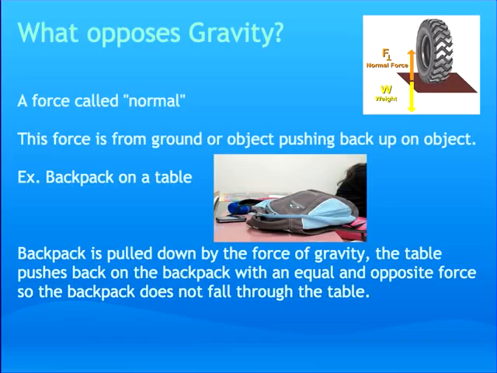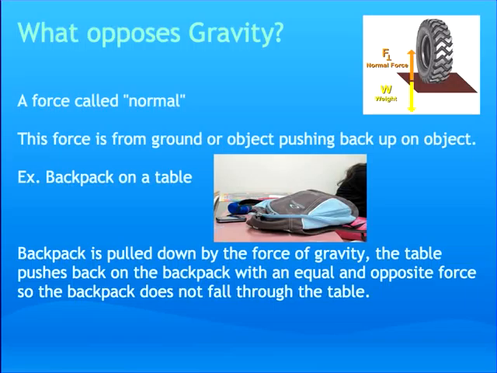So what opposes gravity? We all know that gravity is a force that pulls down on us, that causes us to have some form of weight. Well, actually, there's a force that pushes up against us called the normal. This force is from the ground or object pushing back up on some sort of object.